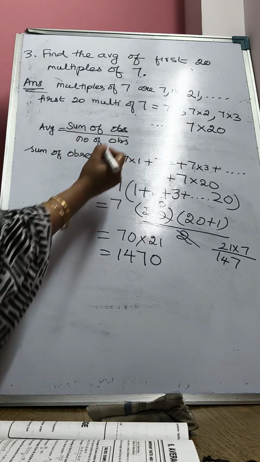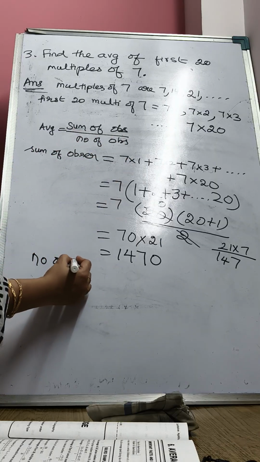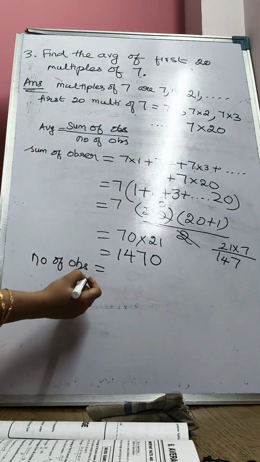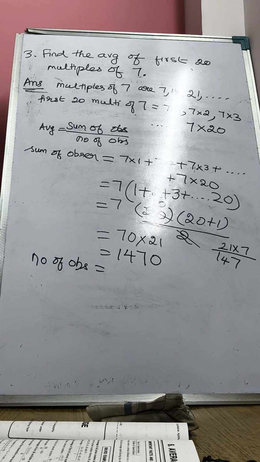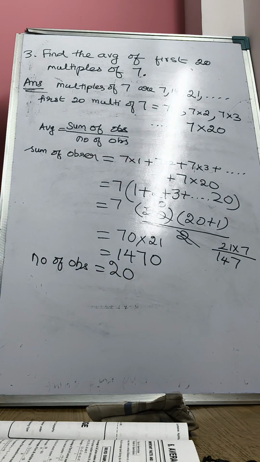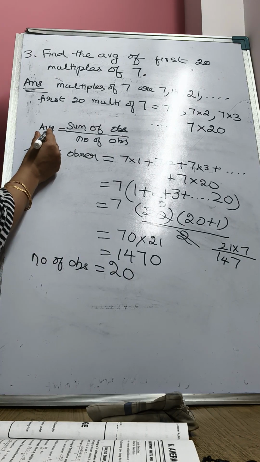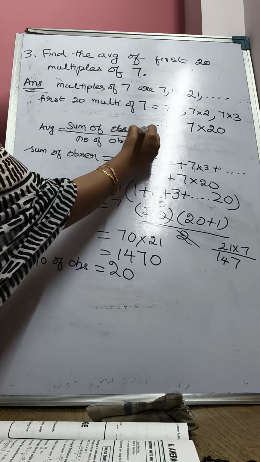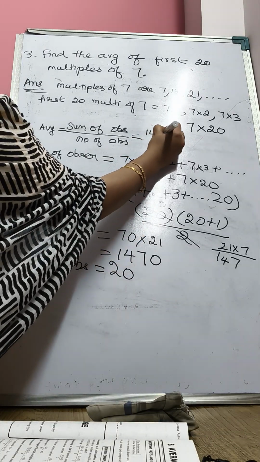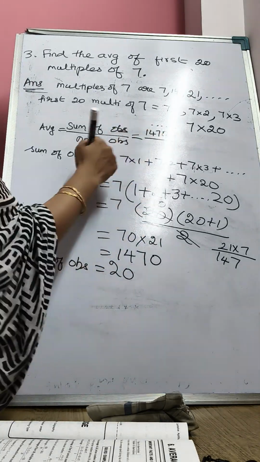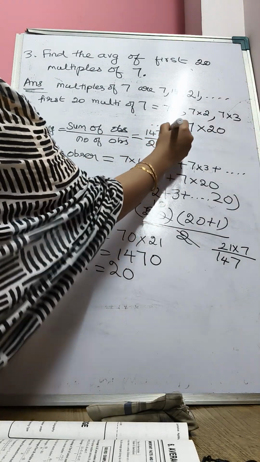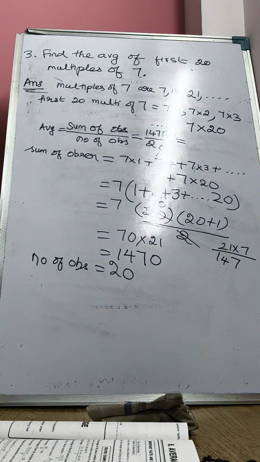Now what is the number of observations? I told you the number of observations is the count of numbers. How many numbers have we taken? 20 numbers, the first 20 multiples of 7. So the number of observations is 20. Now we can apply the average. Average is equal to sum of observations divided by number of observations. The sum of observations we have found is 1470, divided by the number of observations we have found, 20. So cancel the 0. Then 147 divided by 2.